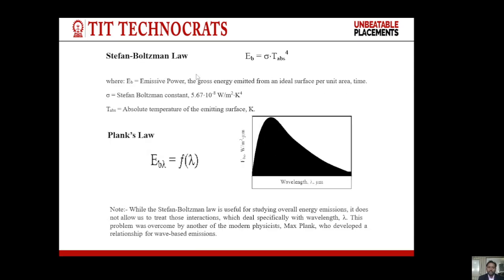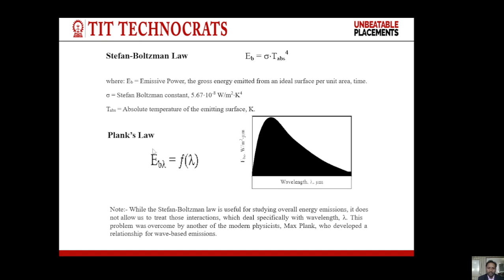The law which is responsible for radiation heat transfer is the Stefan-Boltzmann law, and it is given by E_b equals sigma T_abs to the power 4. It means E_b, the emissive power, is directly proportional to the temperature to the power 4. The gross energy emitted from an ideal surface per unit area is known as emissive power, and sigma is the Stefan-Boltzmann constant, whose value is 5.67 times 10 to the power minus 8, and T_abs is the absolute temperature of the emitting surface in Kelvin.